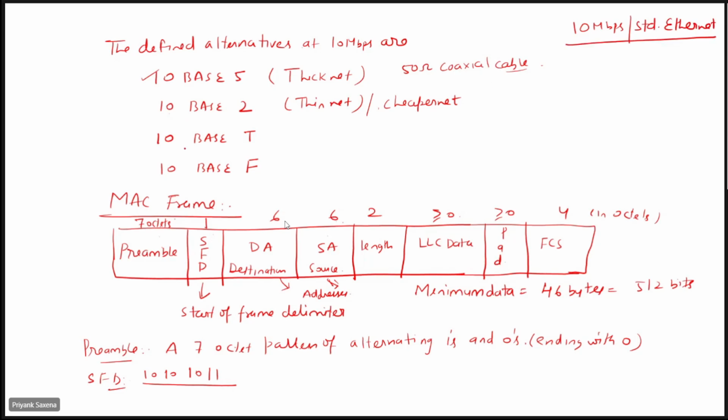So we have 4 physical configurations of this: 10 base 5, 10 base 2, 10 base T. T stands for twisted pair. F stands for optical fiber.